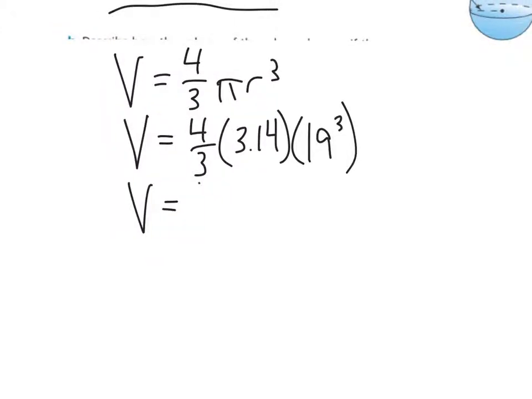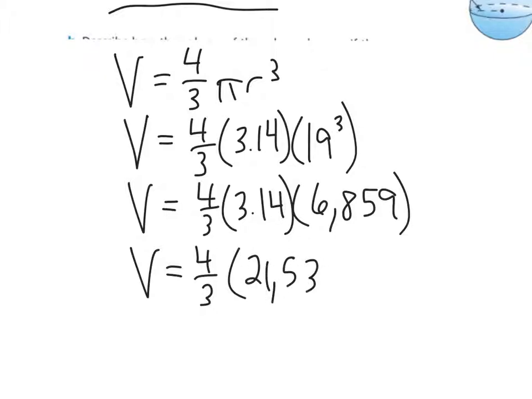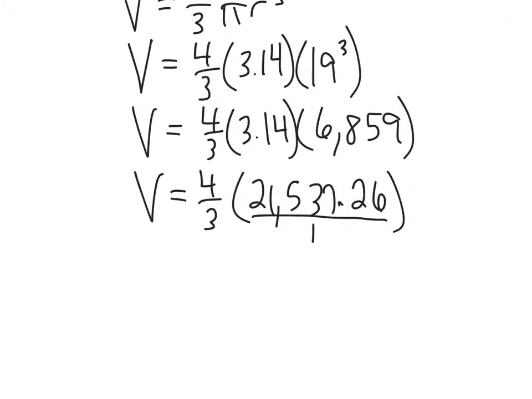So first thing, if we were doing this by the order of operations, we would cube 19, which is 6,859. And then if you wanted to multiply 3.14 times 6,859, that is 21,537.26. At that point, if you want to, you could put that over 1. You could have put those over 1 on the previous step if you wanted to. Not a big deal either way, however you want to do that.